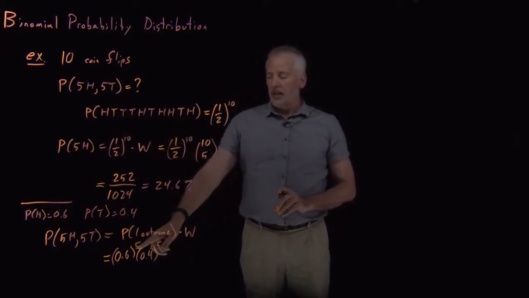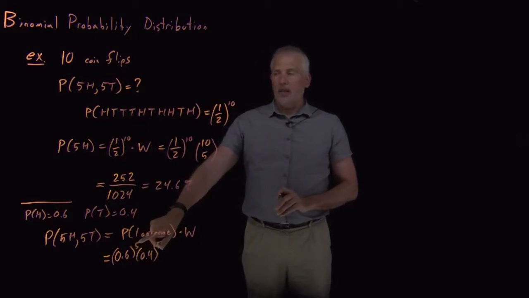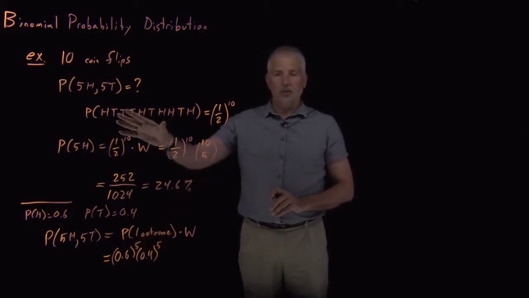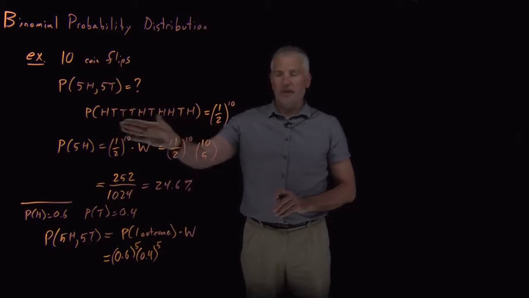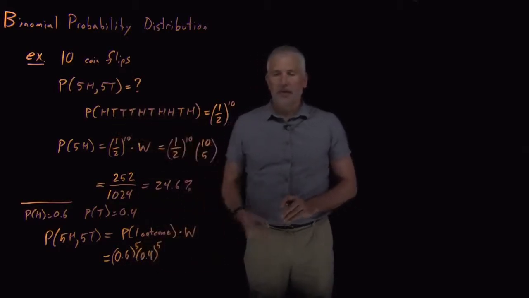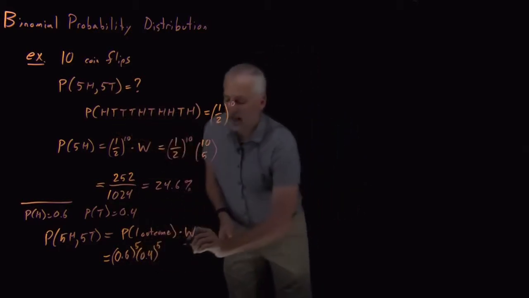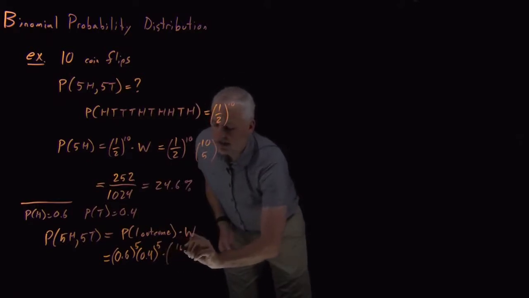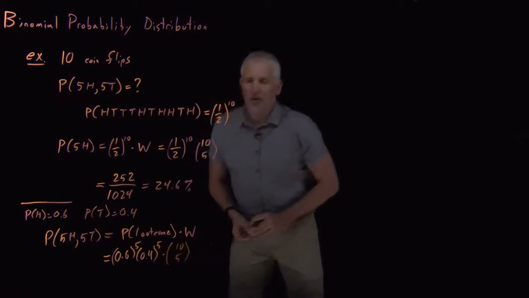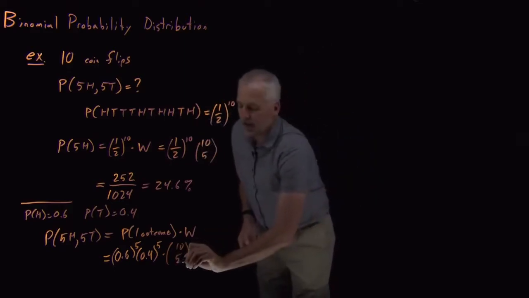But notice, it doesn't matter what order I multiply those together in. That's the same as if the heads and tails were in some other arrangement. As long as there's 5 heads and 5 tails, this is going to be the probability of that particular outcome. And I still have to multiply that by the number of arrangements, the multiplicity, 10 choose 5.